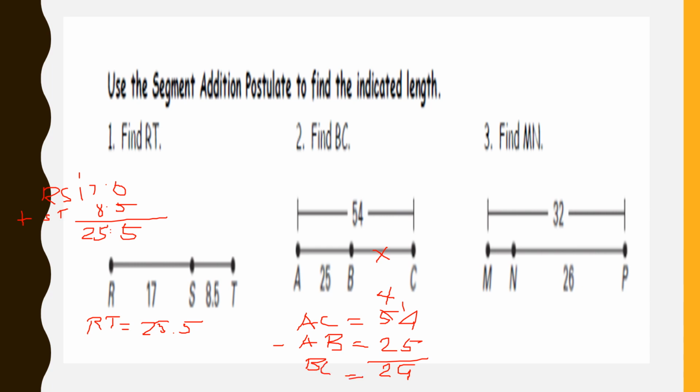Okay, next. Let's find segment MN. So MN is this one. So we have MP is equal to 32, and then we have minus NP. Our NP is equal to 26. Okay, so we got 12 minus 6 is 6.